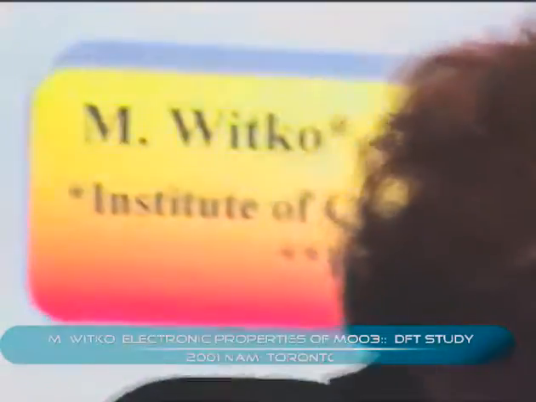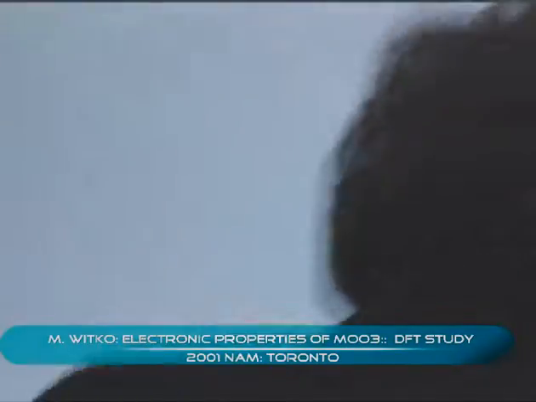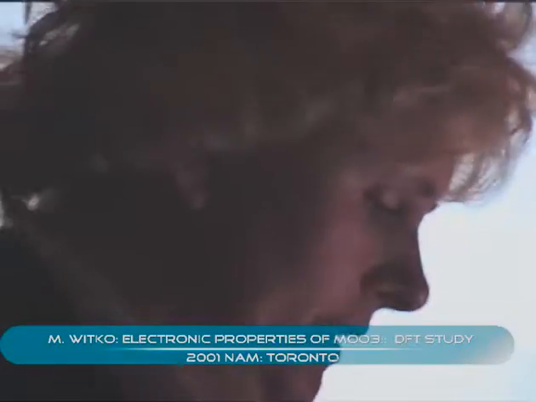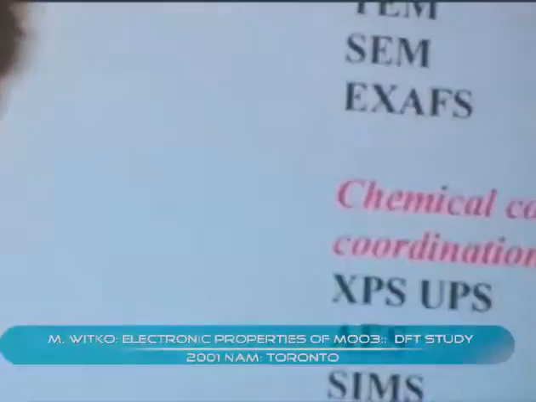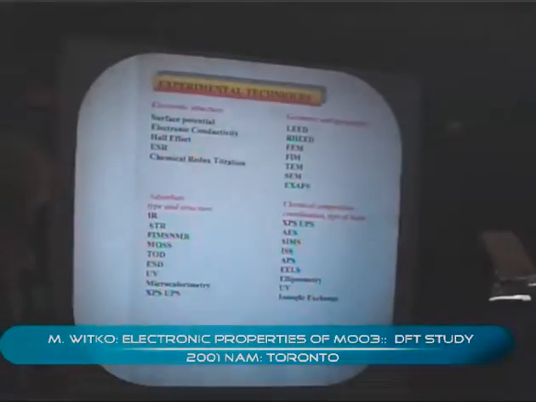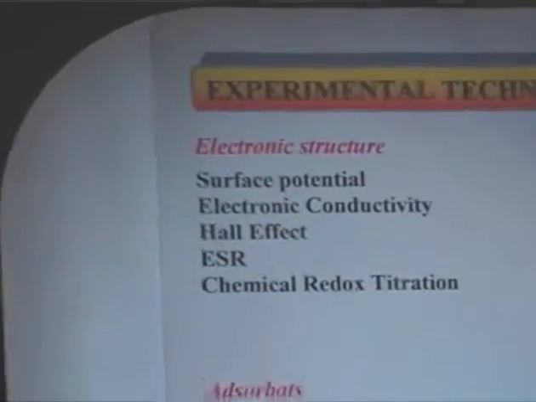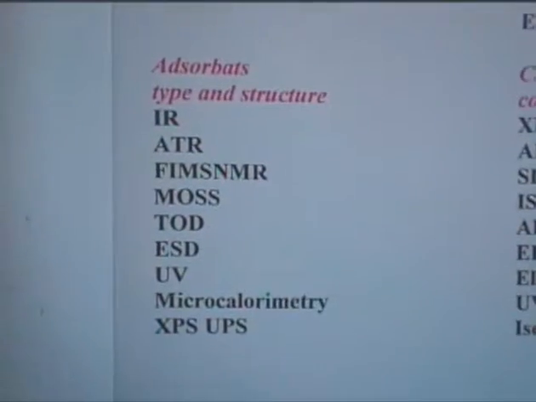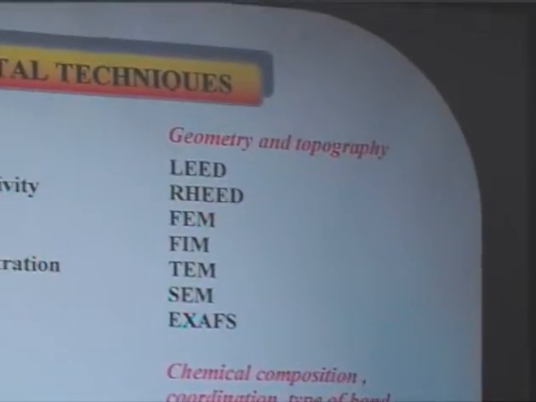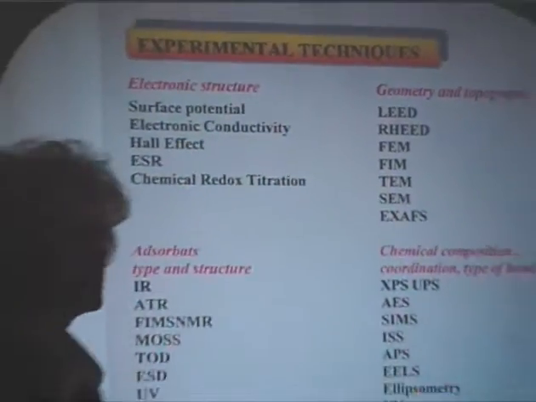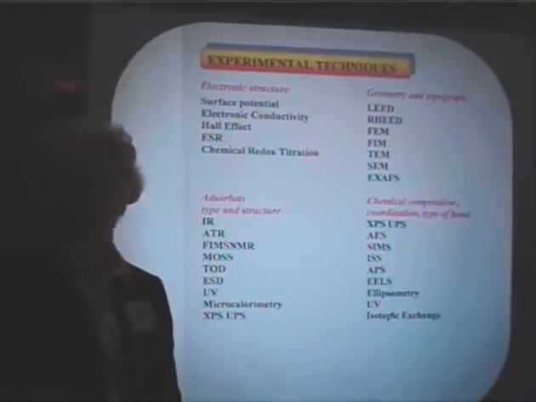We know that nowadays there exist hundreds of very sophisticated experimental techniques which supply us with information on the atomic level. We can get the information, some of which I put on the slide. We can get information on electronic structure, on geometry, topography, chemical composition, and so on.